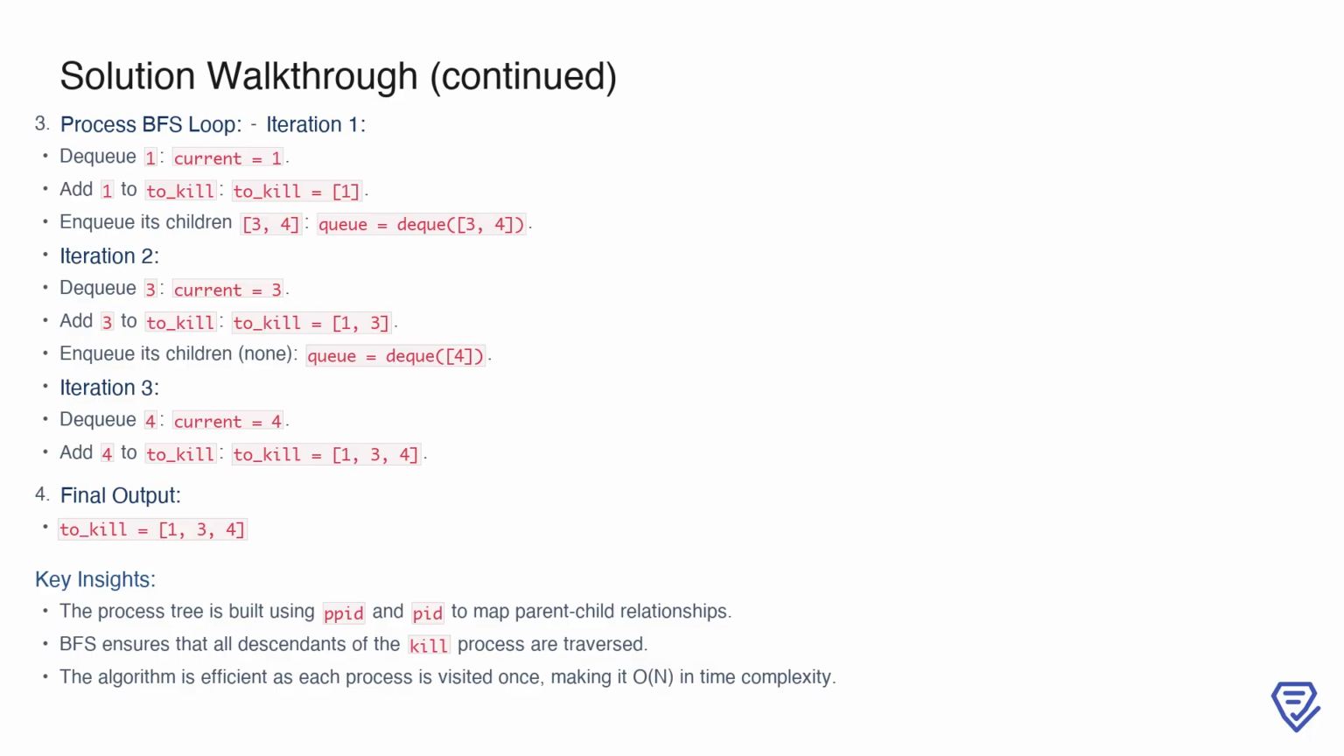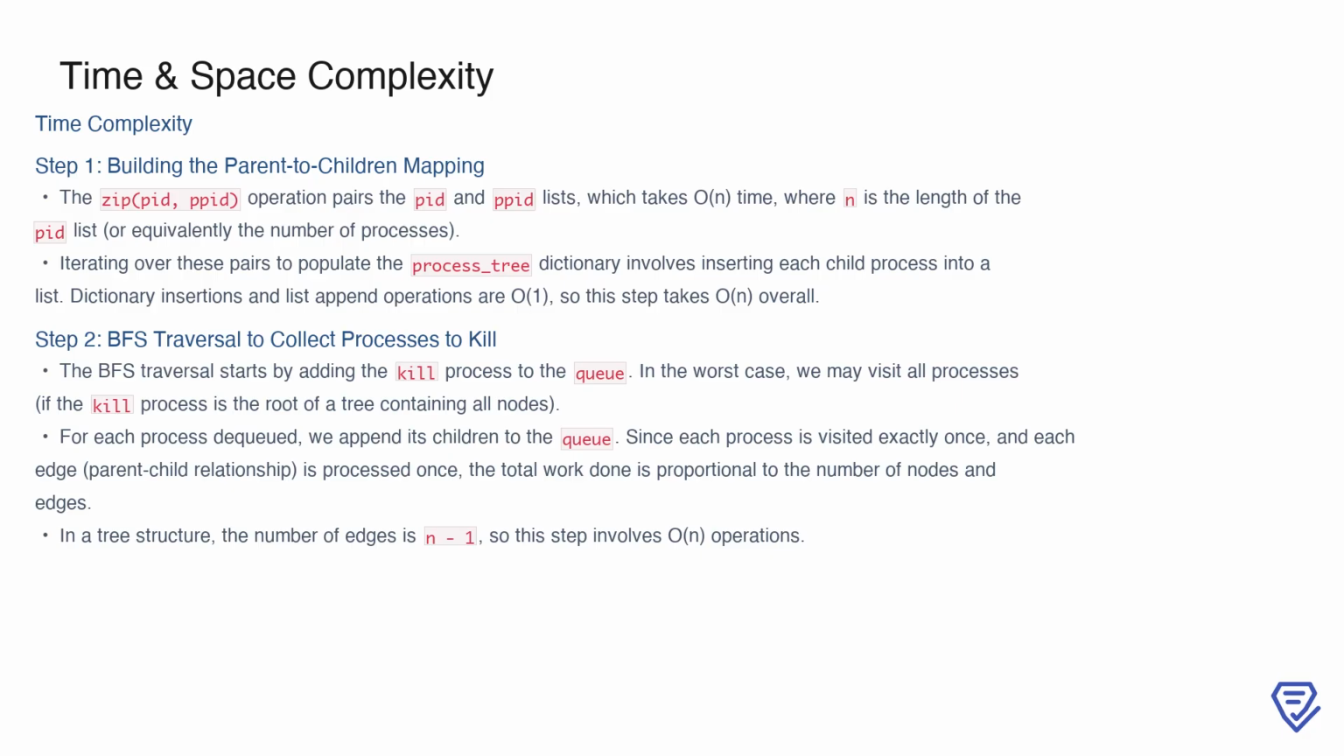This example highlights how the algorithm efficiently terminates all relevant processes using BFS, visiting each process only once, resulting in an O(n) time complexity. To analyze the time complexity of this solution, we start by looking at the process of building the parent-to-children mapping. The zip(pid, ppid) operation pairs corresponding elements from the pid and ppid lists, and since there are n processes, this step takes O(n) time.